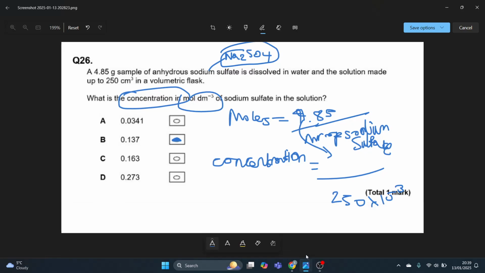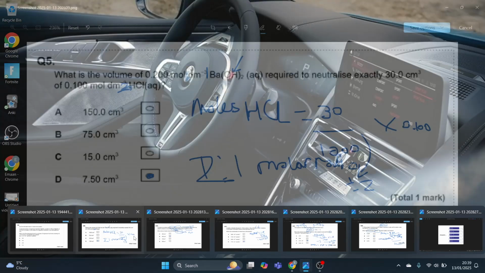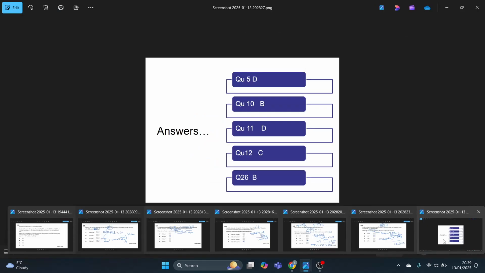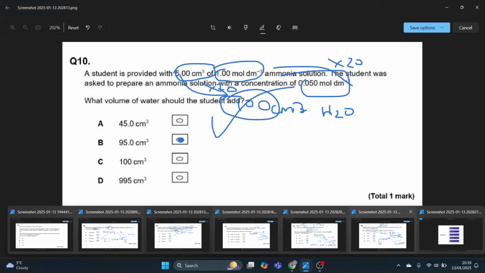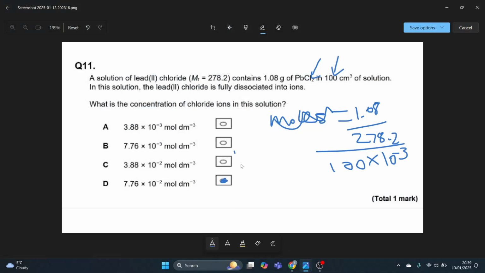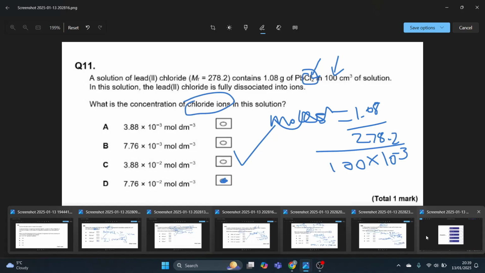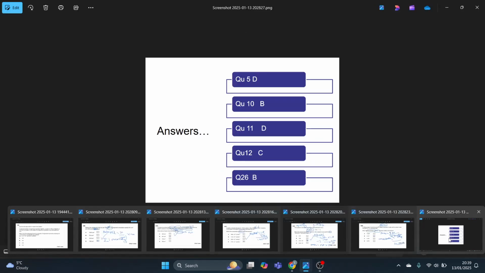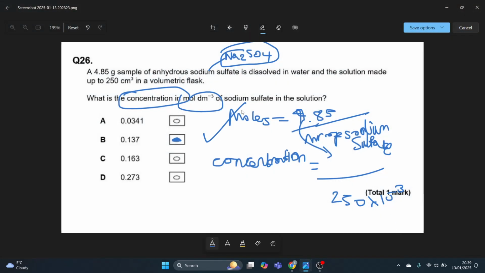And then to finish, actually let's mark this. So question 5d, perfect. Find out moles, 2 to 1 molar ratio, that's the difficult part, because obviously we've got HCl, we've got 2 H's here, so this needs to be 2, that's 2 to 1 molar ratio. Question 10b, perfect. Question 11d, perfect. Concentration of chloride ions, we need to times it by 2, PbCl2. Question 12c, perfect. We want it in milligrams, we've got it in grams, so we need to times by 1000. And question 26b, I got it right, indeed.